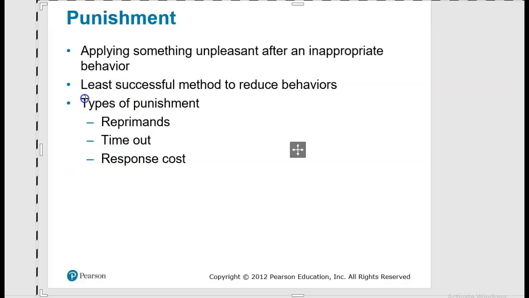Punishment is definitely the least successful, the least desired method to reduce behaviors. So this is where we apply something unpleasant after an inappropriate behavior. Again, with your older students, especially, punishment is really tricky. I personally would try to avoid it, but again, that's up to you. Some punishments might be reprimands, and especially at this age, where you call out a student in front of the whole entire class. That could be seen as really a type of punishment to some of these students.